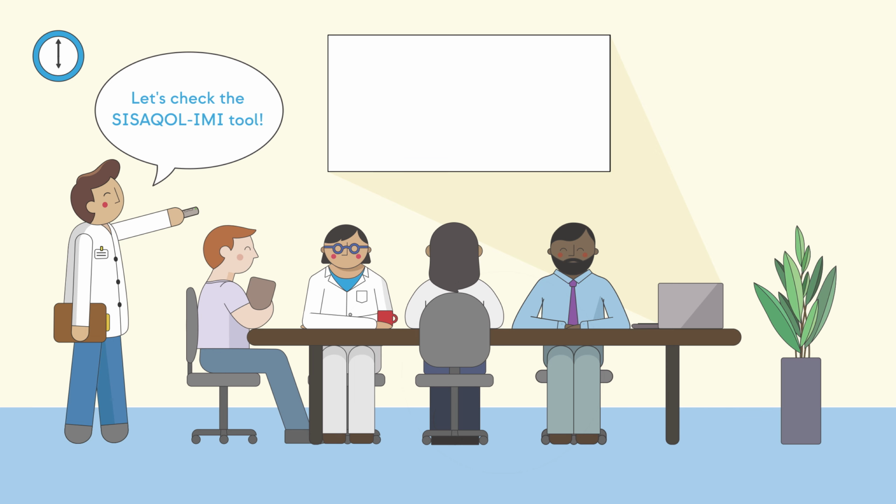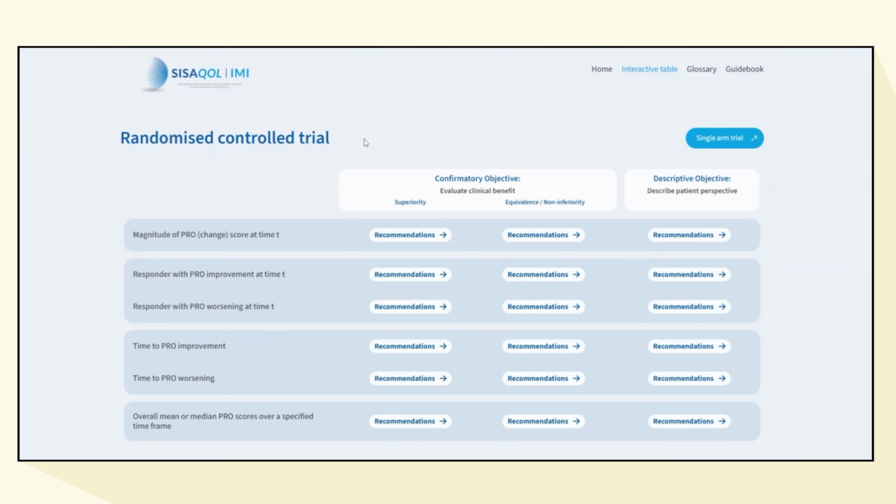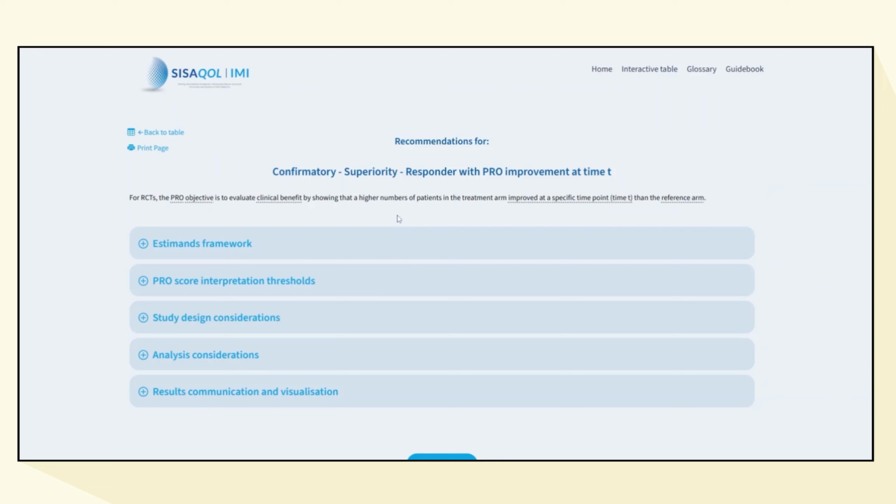Here, a randomized controlled trial. The table organizes recommendations by study design and objective and PRO variables of interest. Now, let's look at a specific example. For a confirmatory superiority trial, interested in a responder definition with PRO improvement at time t, click the corresponding cell. This opens a detailed recommendation view specific to the endpoint of interest.